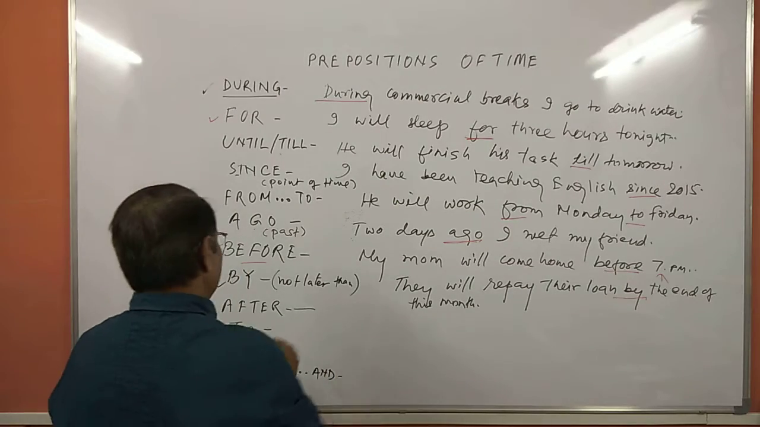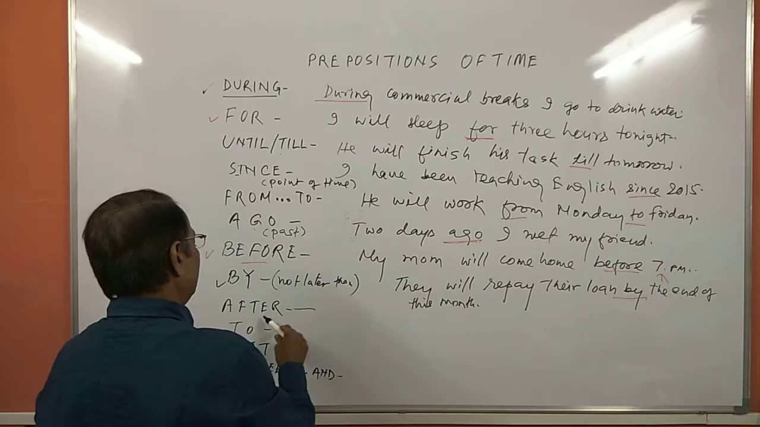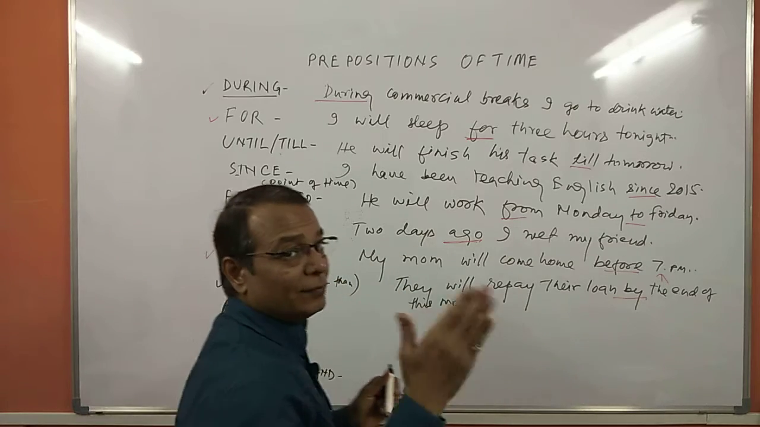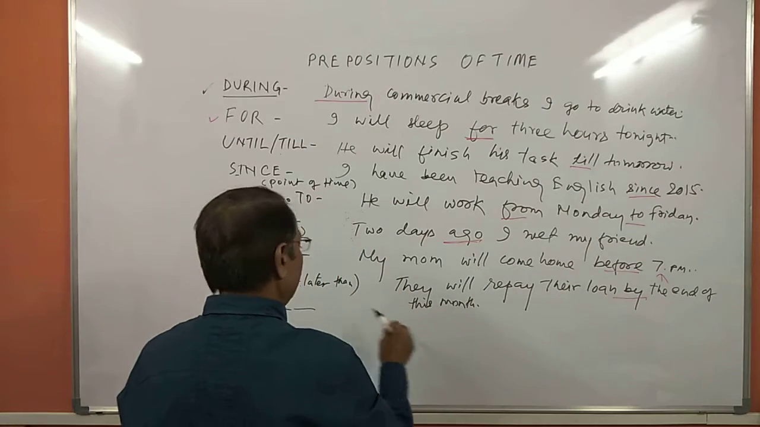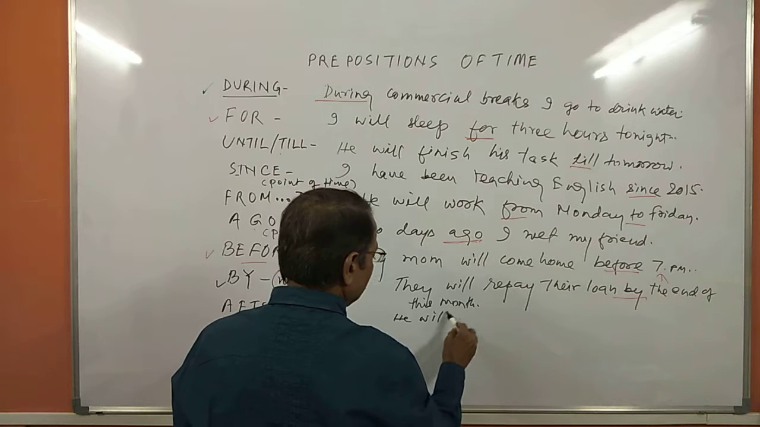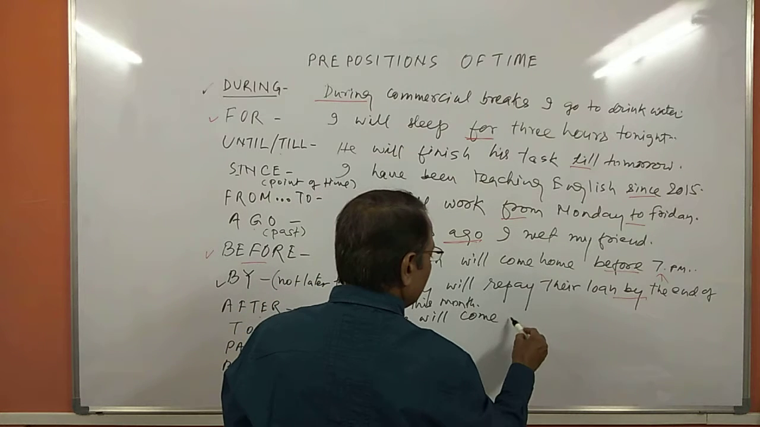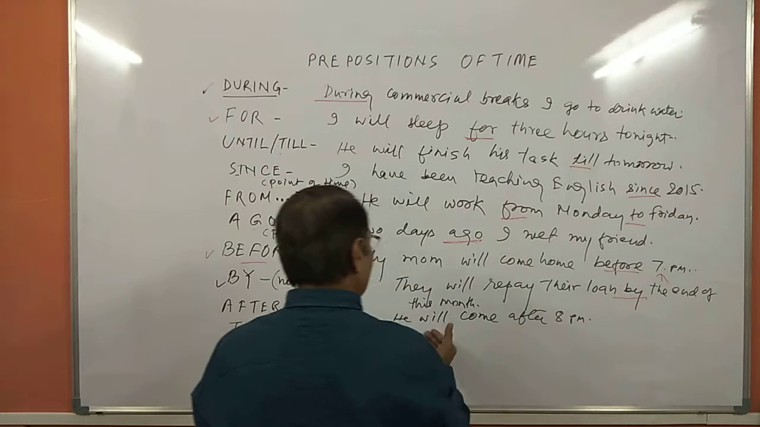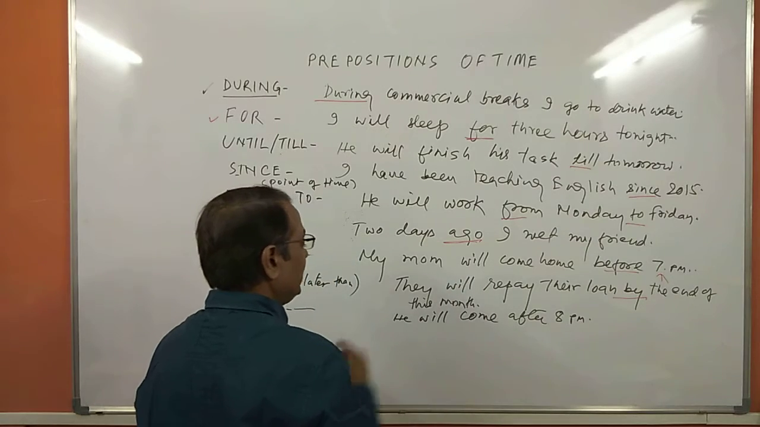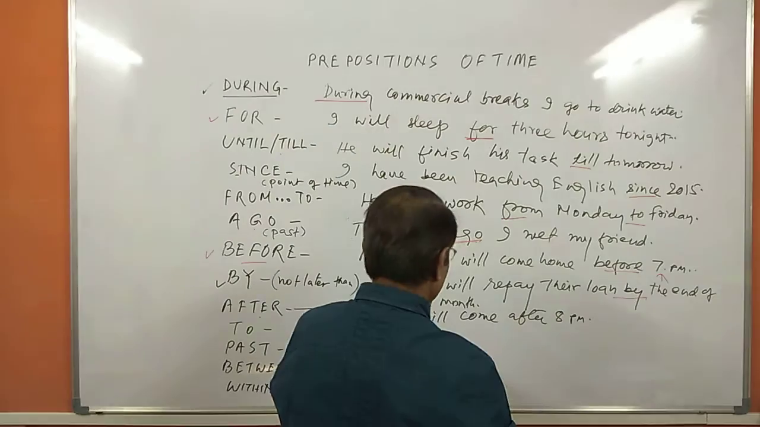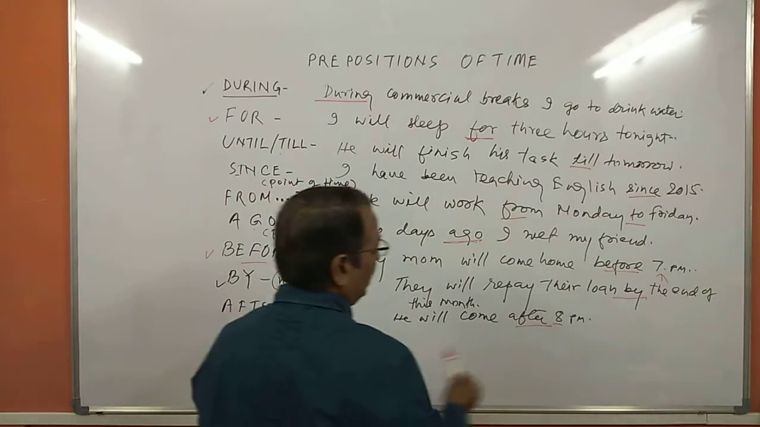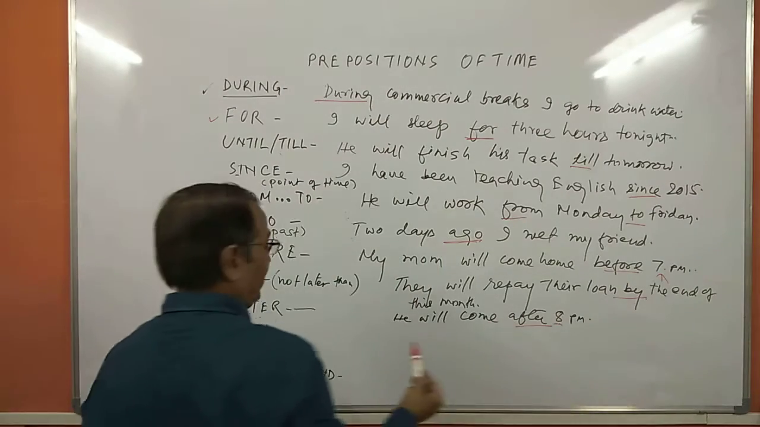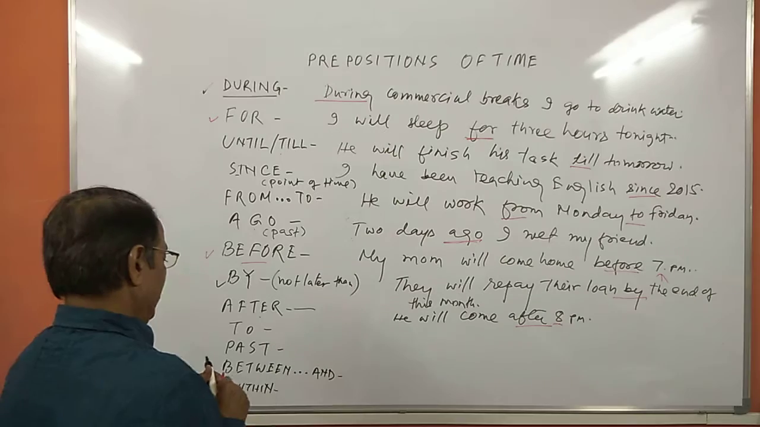After, again just like before, we use in the past sense. In future you are saying something after that point of time. For example, he will come after 8 p.m. He has gone to the market or somewhere and he will return after 8 p.m. Here, not before 8. This is the possibility that not before 8 the person will come. He'll come after 8 p.m. Maybe it's office time or whatever, but after 8 p.m.